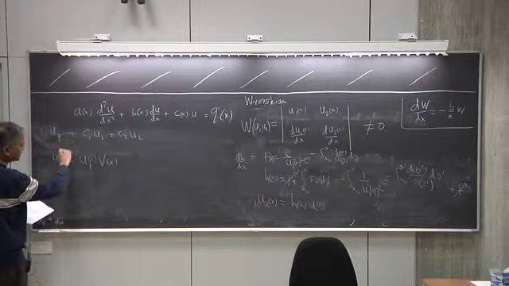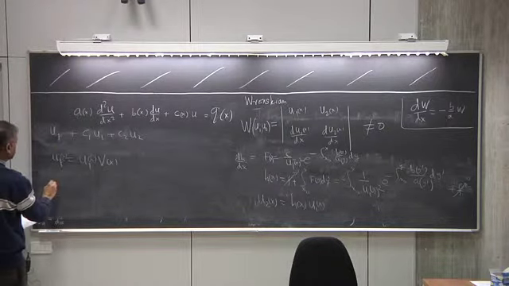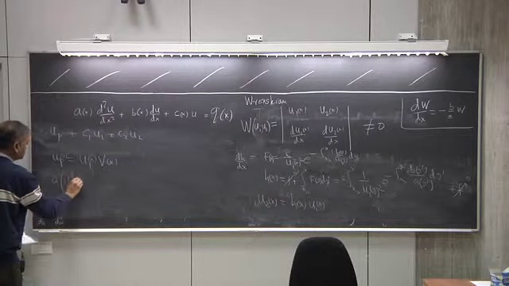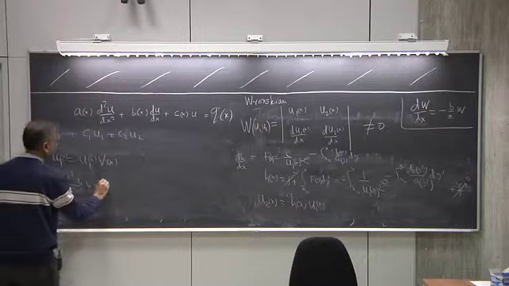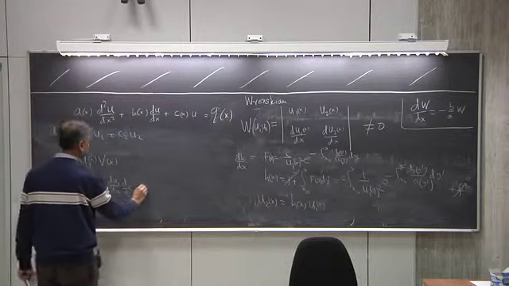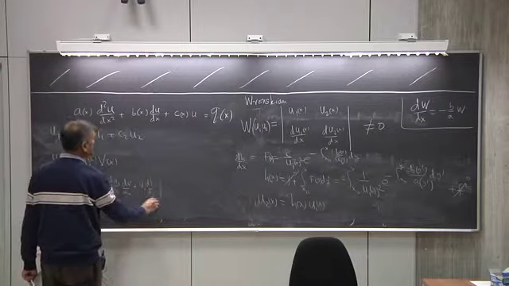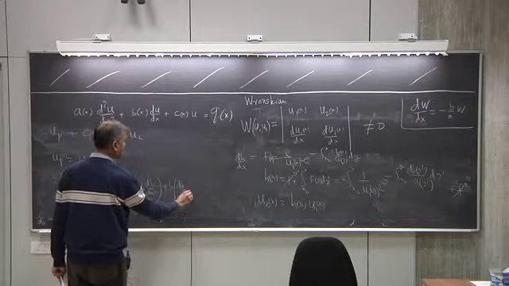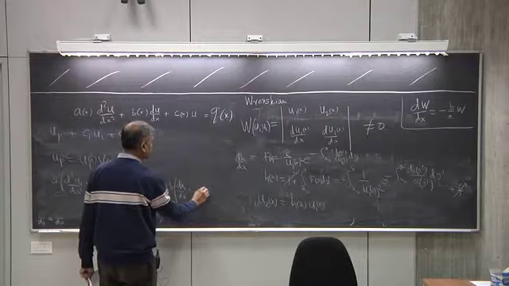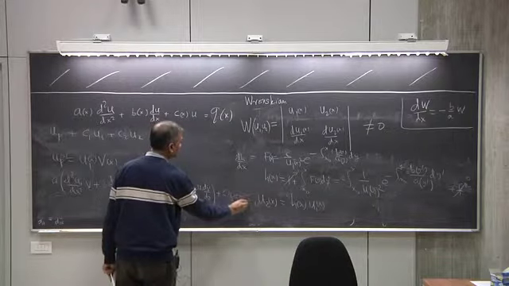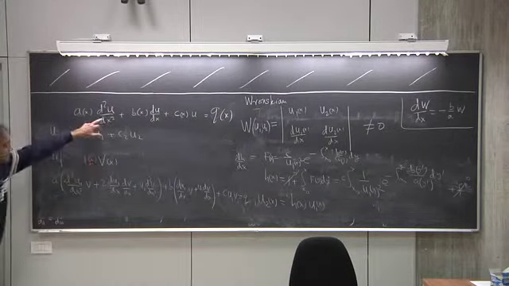So we'll get here A times d2u1 by dx2 times v, plus 2 du1 by dx times dv by dx, plus u1 d2v by dx2, plus b times du1 by dx times v plus u1 dv by dx, plus c times u1 v, that's equal to q, right? I just substituted this in the second derivative.